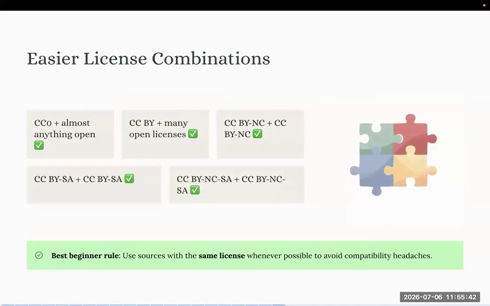All right, easier license combinations. The simpler your license, the easier it is to remix. And this gets very, very confusing very fast. CC BY can be mixed with anything. A CC BY NC can only be mixed with CC BY NC or CC BY NC SA content. It can be a little bit confusing.